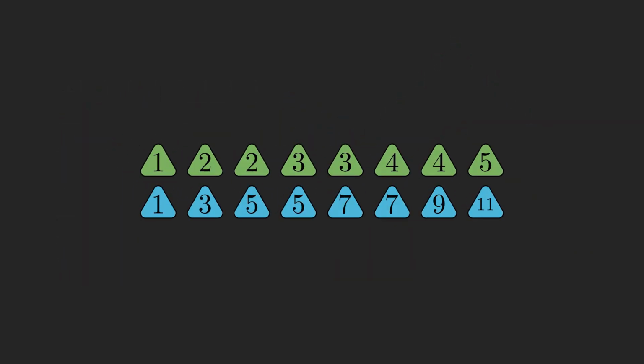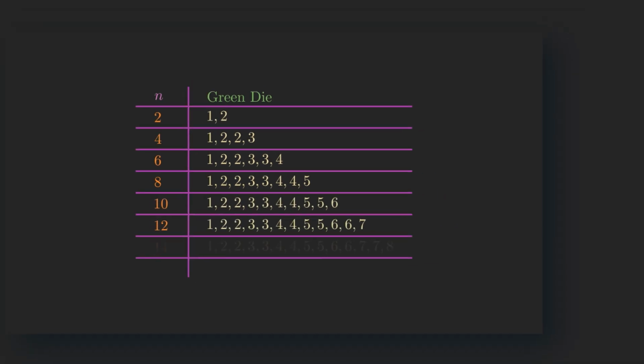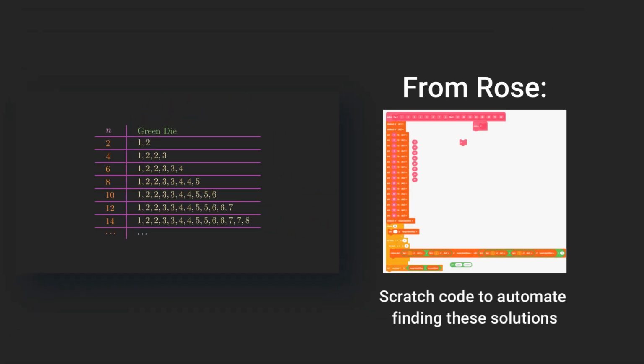This method leads to one particular type of solution, that is, one where the green die follows the pattern extended from the 4 and 6-sided cases. And some viewers were able to show that this pattern continues in general for dice with an even number of sides. However, there are actually some other solutions too, which are best explained by the next method.